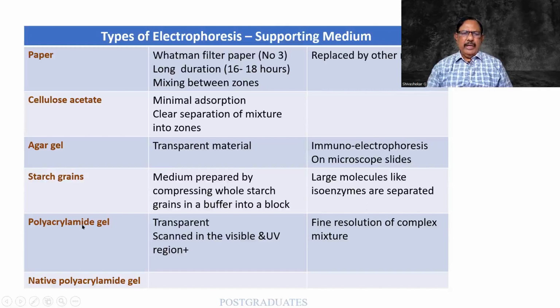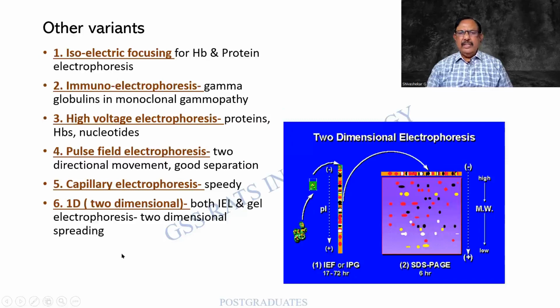Then polyacrylamide gel as well as the native polyacrylamide gel. They are transparent, scanned, and seen under UV light or as obvious material. Fine resolution of complex mixtures. So these are the various types of electrophoresis. You people can mention a few. And there are other types also: isoelectric focusing, immunoelectrophoresis, high voltage, pulse field. For a good separation, capillary I have mentioned already, 2-dimension.